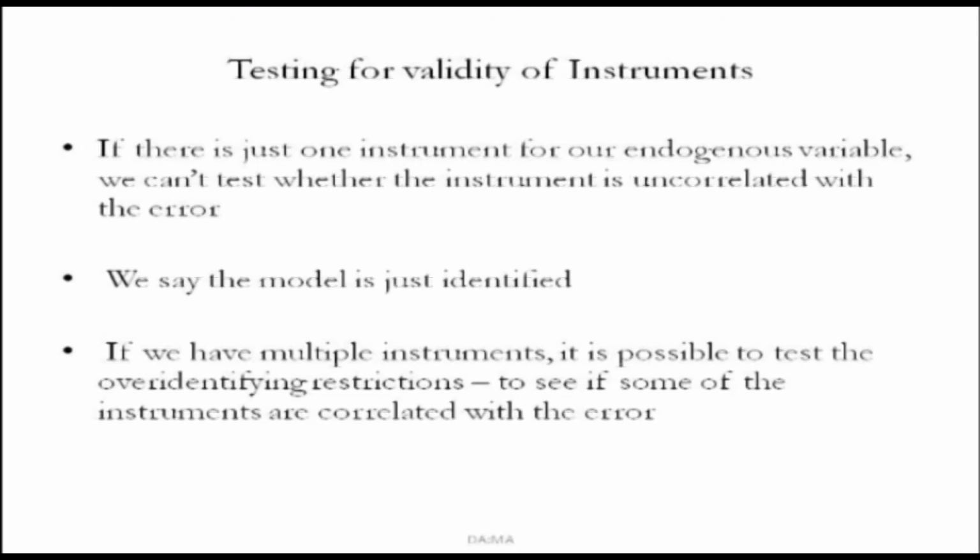If there is just one instrument for our endogenous variable, we cannot test whether the instrument is uncorrelated with the error. We say that the model is just identified. However, if we have multiple instruments, it is possible to test for the over-identifying restrictions, that is, to see if some of the instruments are correlated with the error or not. Or in other words, if some of the instruments are uncorrelated with the error or not.